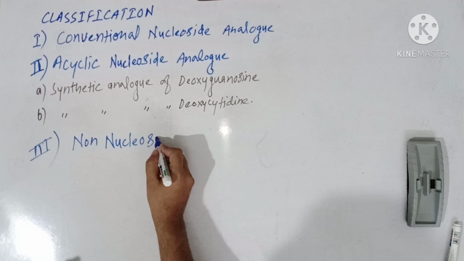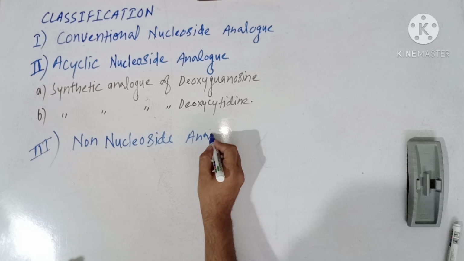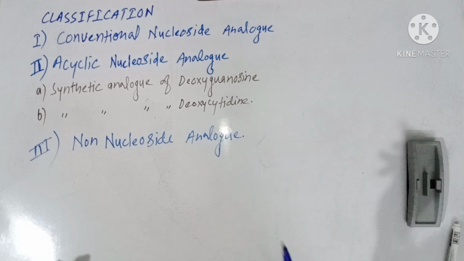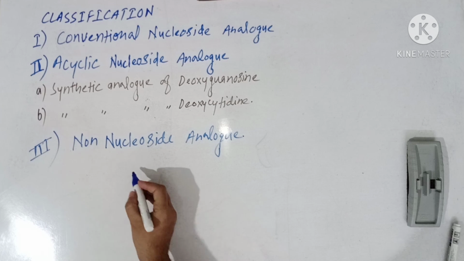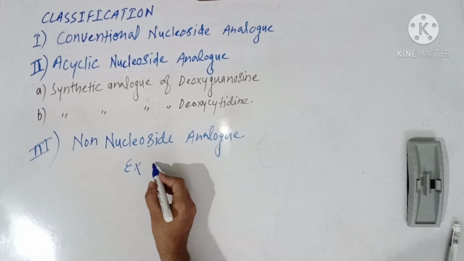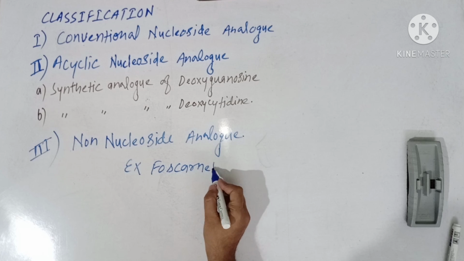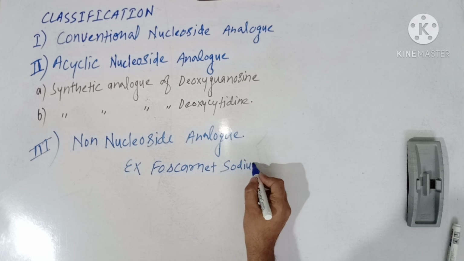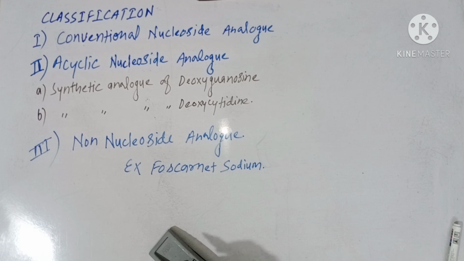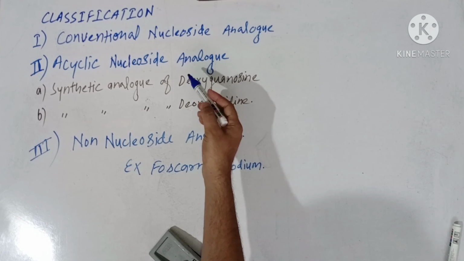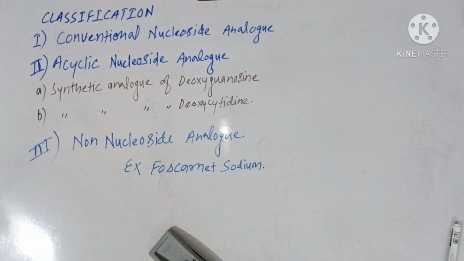non-nucleoside analog. And this category has a best example, that is foscarnet sodium. So the drugs which come under this class do not have any nucleoside base, whether purine or pyrimidine, in their structure. They do not have any structural resemblance with all these conventional or acyclic nucleoside analogs.